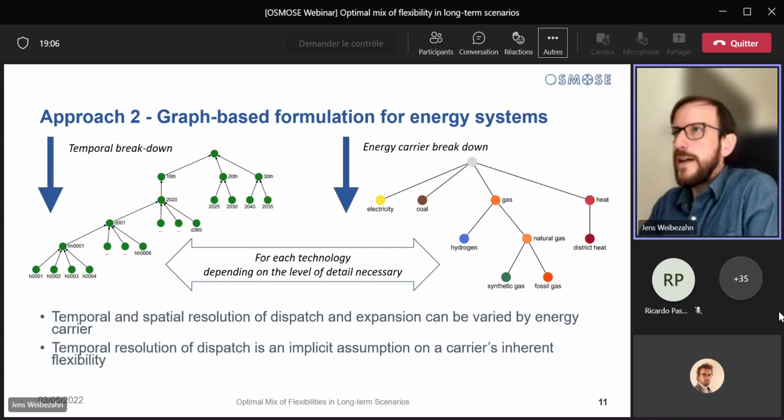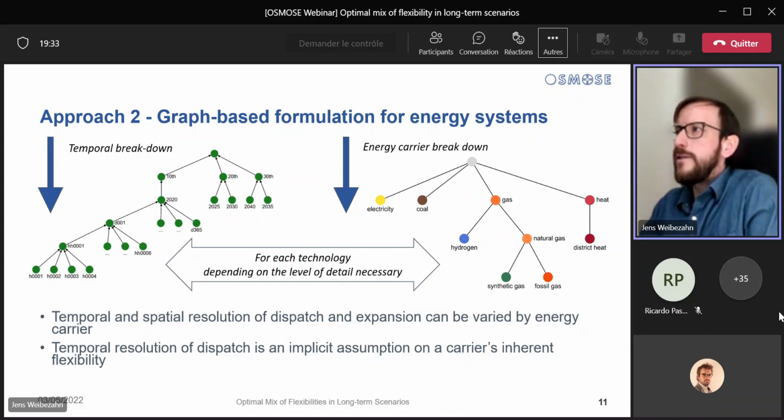We will get into this a little bit later in terms of some results from this modeling approach. The second approach that has been developed within the OSMOSE project is the so-called graph-based formulation for energy systems. So what you can see here on the left is that we have a temporal breakdown. So we can go still for the different years that we're looking at, and each of those years is broken down into days, and the days are broken down into hours, and each hour could even be broken down into quarter hours. And this is all done here in this hierarchical tree.